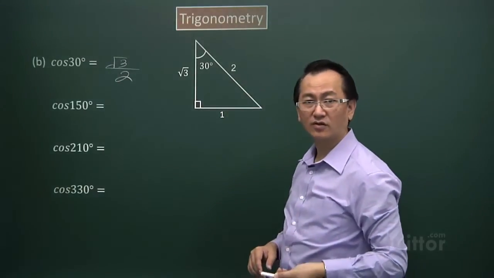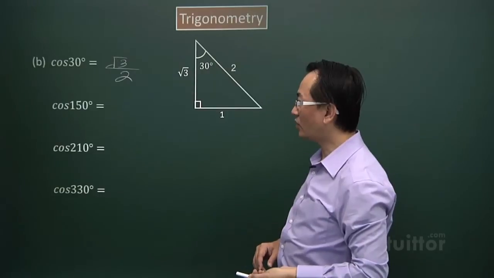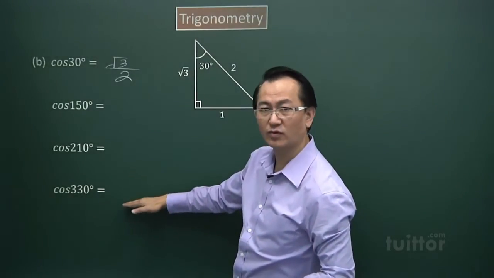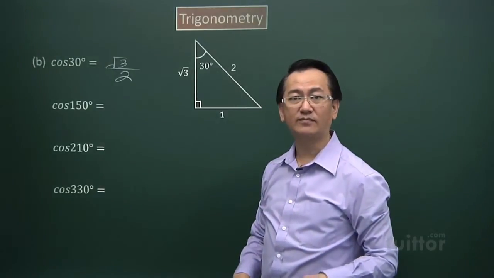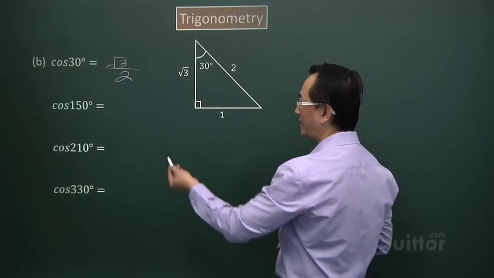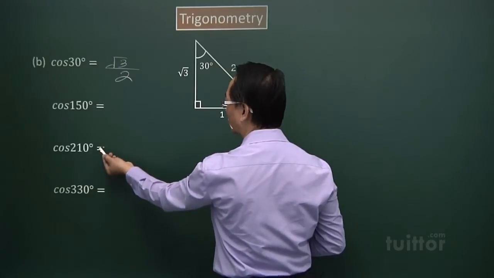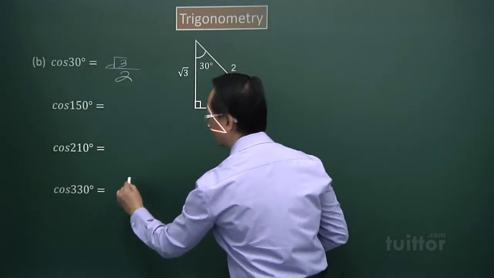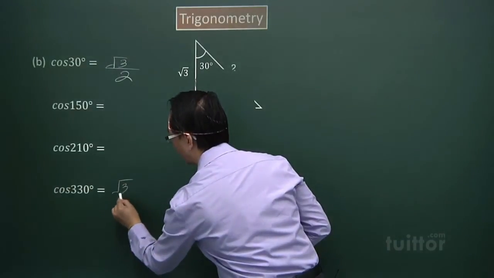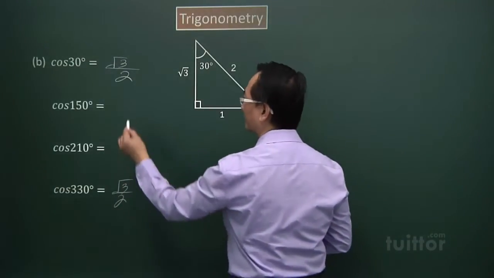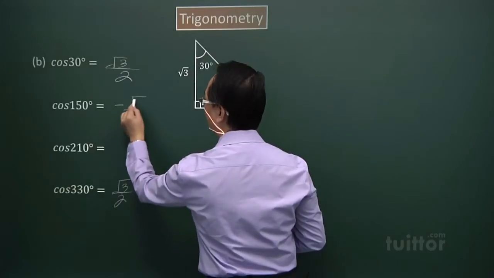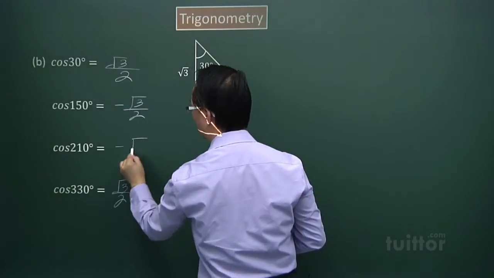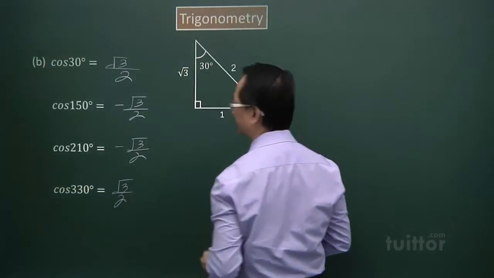So for cosine function, it's only the cosine of the first quadrant angle and the fourth quadrant angle, you will get positive values. The rest, the second quadrant, third quadrant, that will be negative. So I'll put down square root 3 on 2 here, minus or negative square root 3 on 2, negative square root 3 on 2.